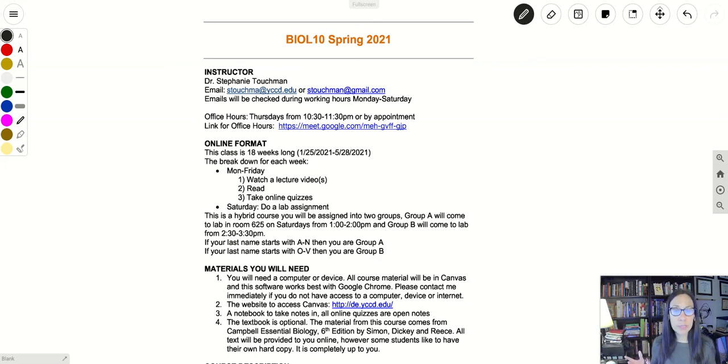And obviously, we're not going to be touching each other. You're going to wash your hands when you come in, and you're going to wash your hands when you go out. If your last name starts with O to V, then you are in group B. And that group is going to meet between 2:30 and 3:30. Between the groups, I will have a chance to disinfect everything and set up the second group.